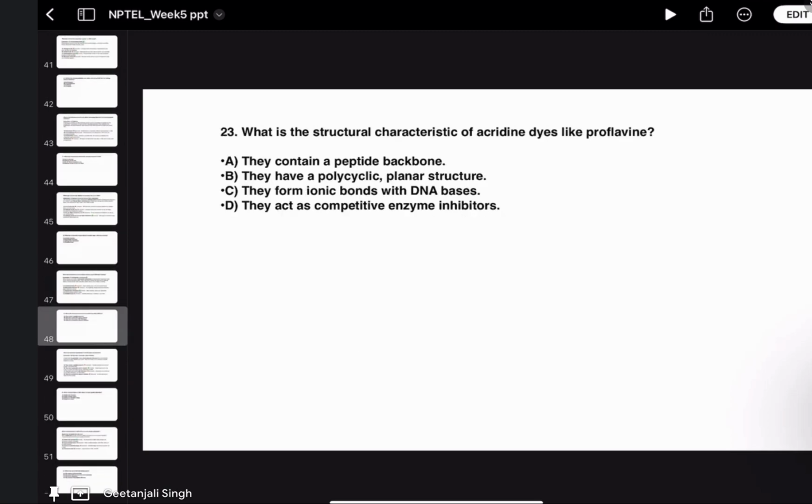What is the structural characteristic of acridine dyes like proflavin? A. They contain a peptide backbone. B. They have a polycyclic planar structure. C. They form ionic bonds with DNA bases. And D. They act as competitive enzyme inhibitors.